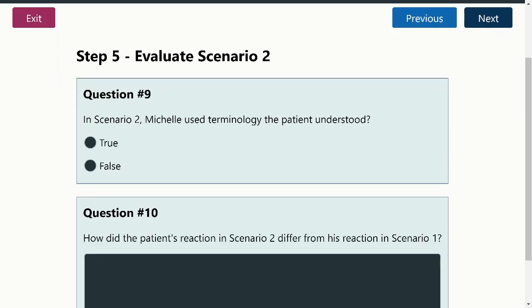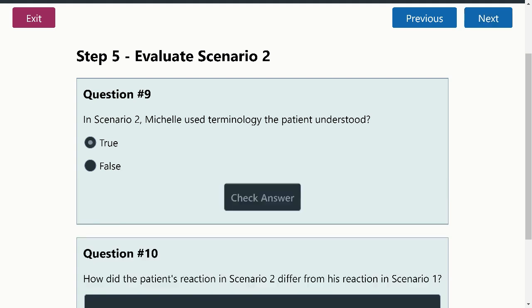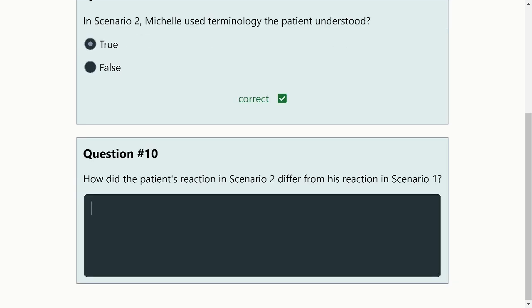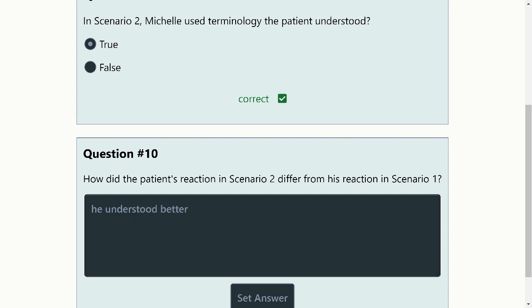All right, so in scenario 2, Michelle used terminology the patient understood. True. She just said back pain, and he understood completely what she was talking about. So how did the patient's reaction in scenario 2 differ from his reaction in scenario 1? He understood better. He wasn't confused because she said back pain, which was easier to understand than big words.